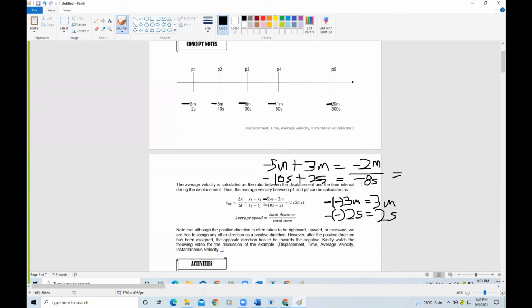So the answer is still the same, 0.25 meters per second. The negative sign disappears because we divide negative by negative. So the answer would still be 0.25 meters per second.